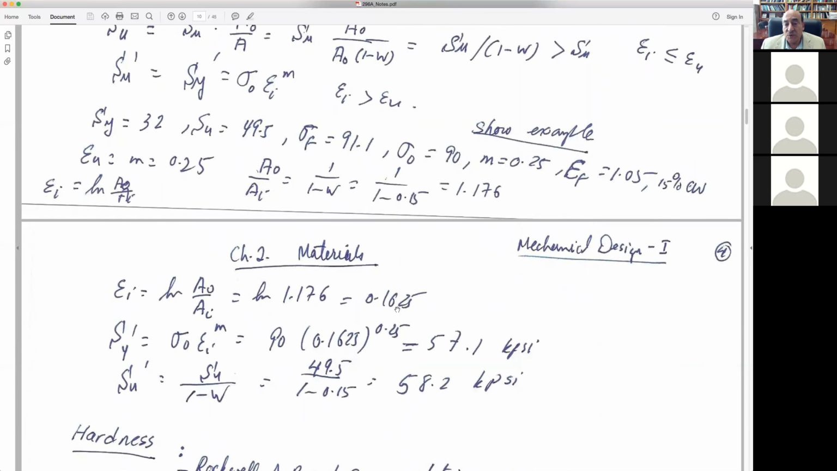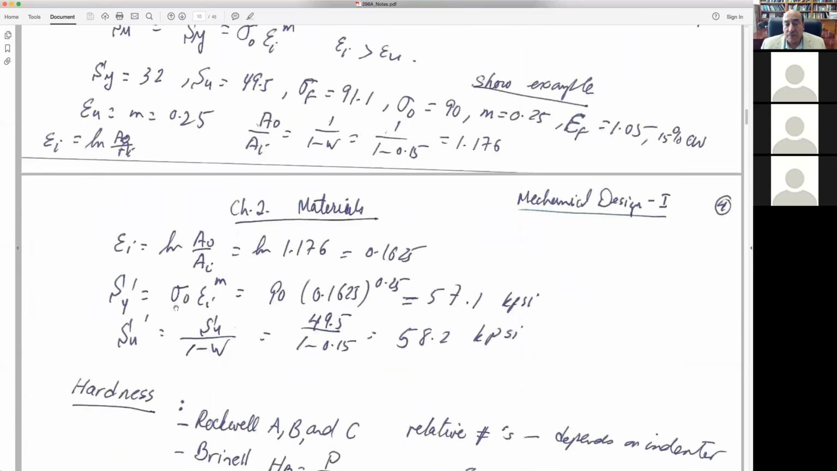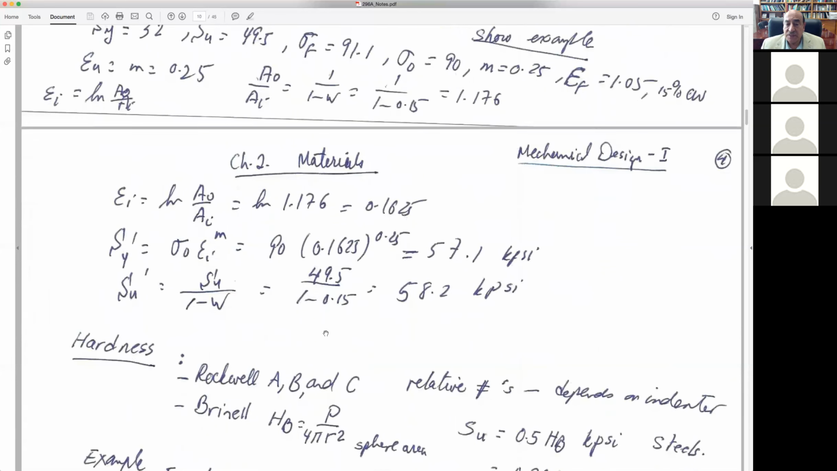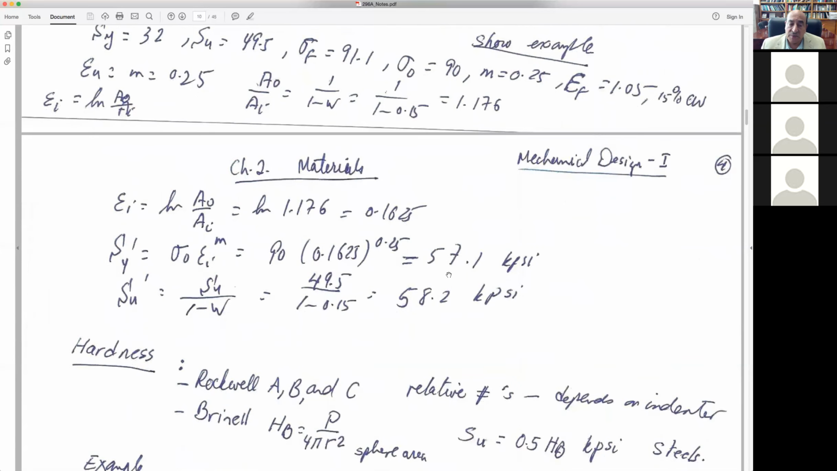You'll notice that the true strain is 0.1625, very close to 0.176, which is the ratio here. Using Ramberg-Osgood, we obtain the new yield, and the ultimate is obtained by force conservation, as I mentioned. These are very close, so it means that we have hardened too far, and most likely this will be a brittle design.